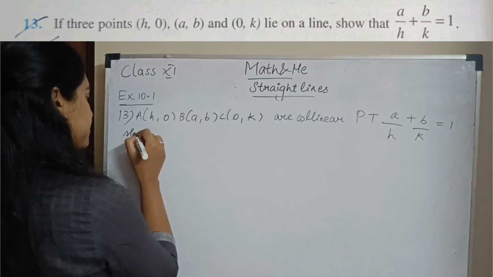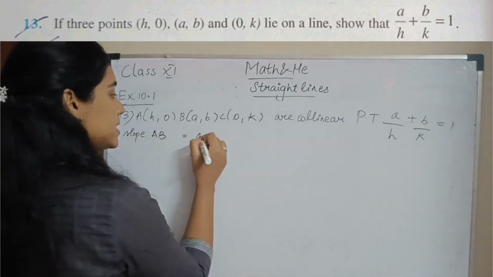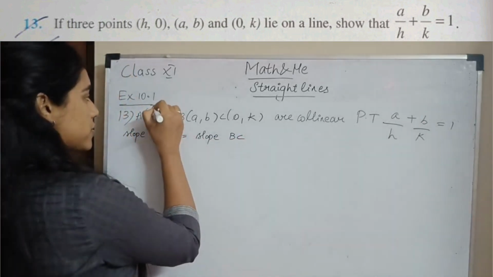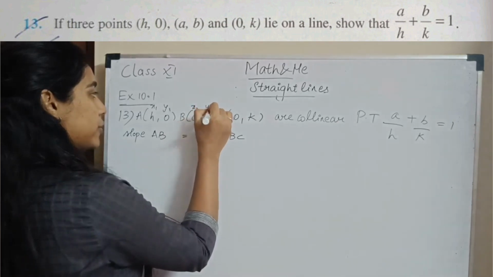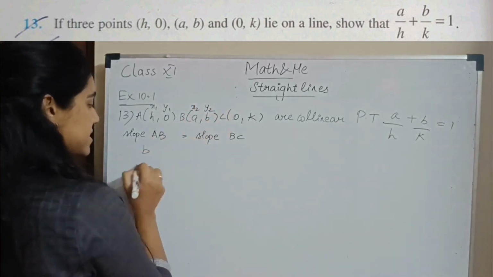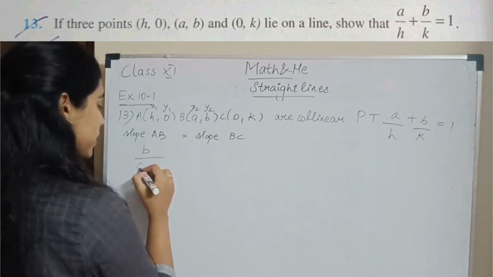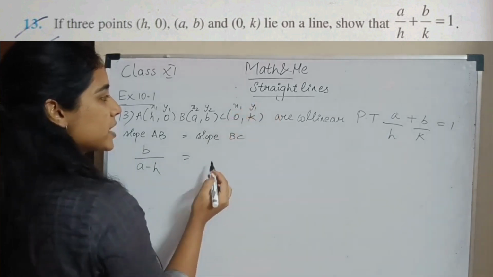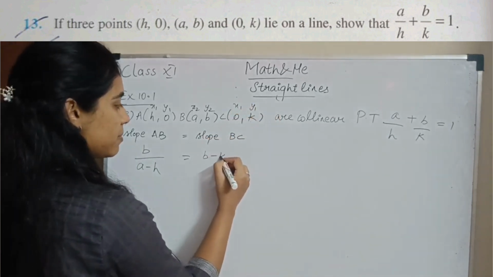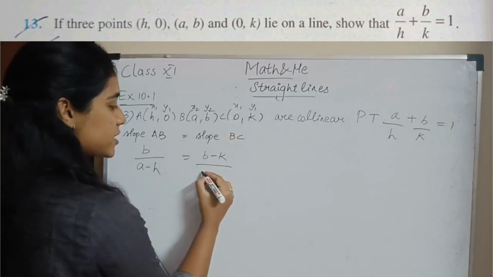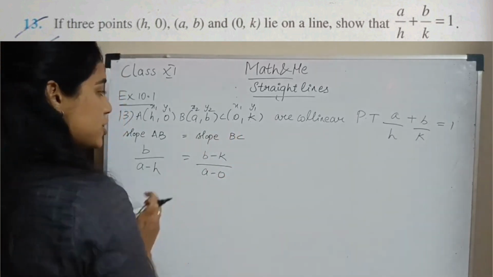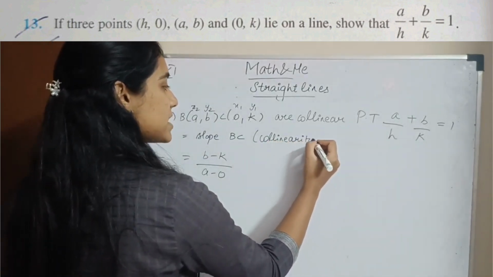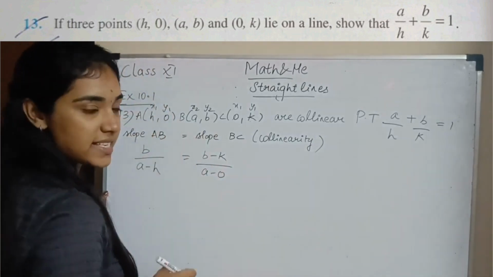So slope AB equals slope BC. What is slope AB? y2 minus y1. So this is your x1, y1, x2, y2. y2 minus y1, b minus 0, divided by x2 minus x1, a minus h, equals slope BC. So I will name this as x1, y1. So you have y2 minus y1, which is b minus k, divided by x2 minus x1, a minus 0. So you have these two equal because of collinearity. Okay. Write each and every reasoning and justification in a bracket in the exam.